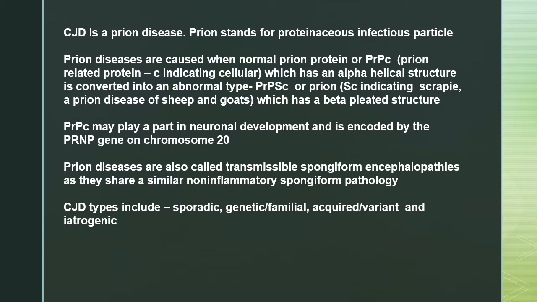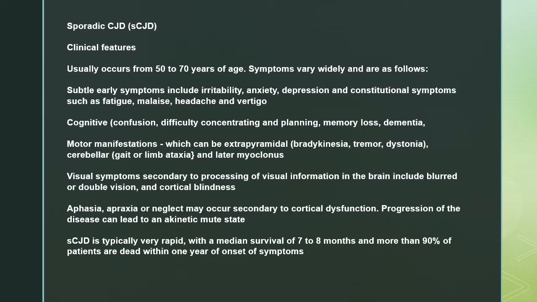CJD types include sporadic, genetic/familial, acquired/variant, and iatrogenic. Sporadic CJD clinical features. This usually occurs from 50 to 70 years of age. Symptoms vary widely and are as follows. Subtle early symptoms include irritability, anxiety, depression, and constitutional symptoms such as fatigue, malaise, headache, and vertigo. Cognitive symptoms include confusion, difficulty concentrating and planning, memory loss, and dementia.